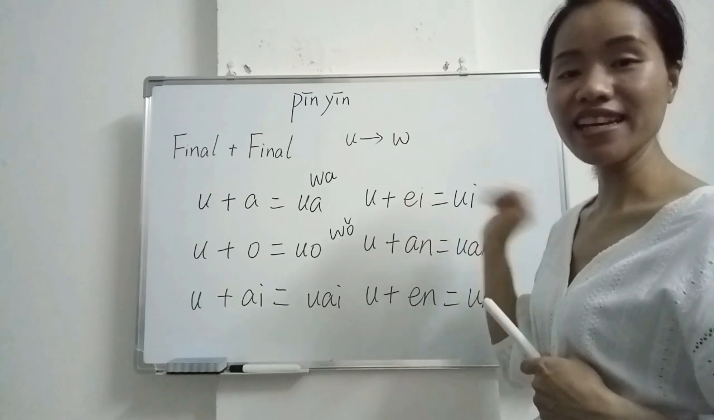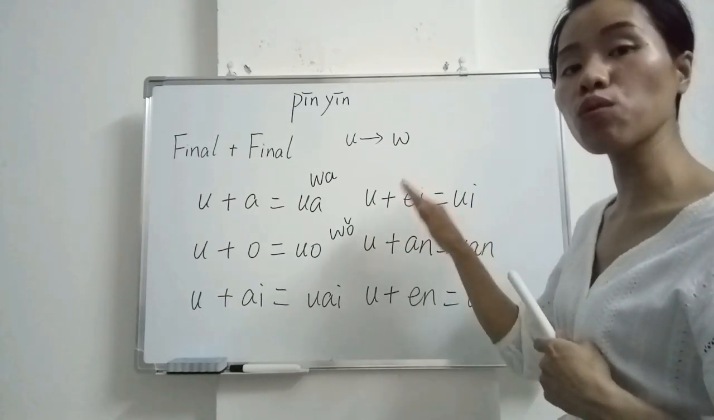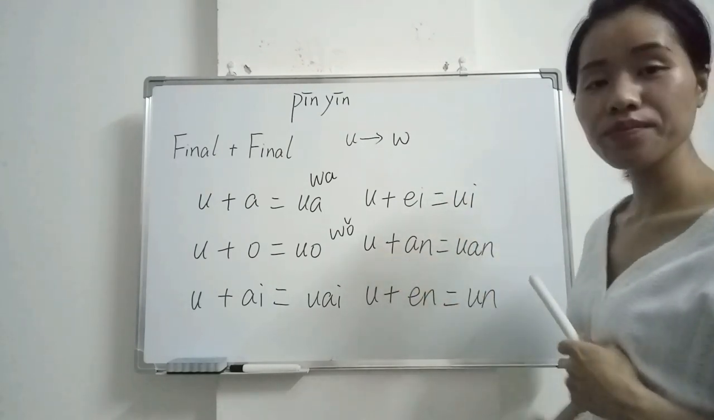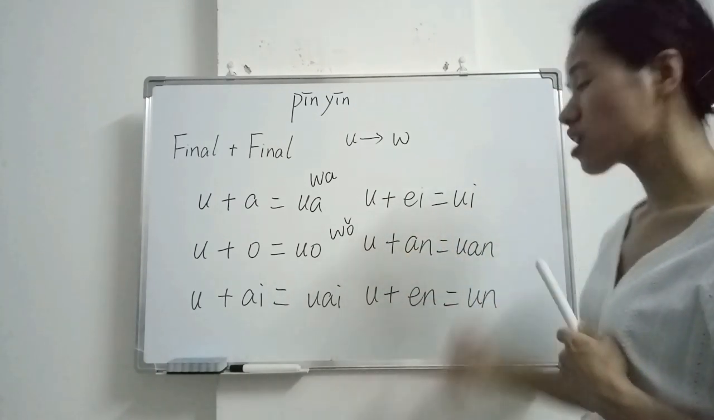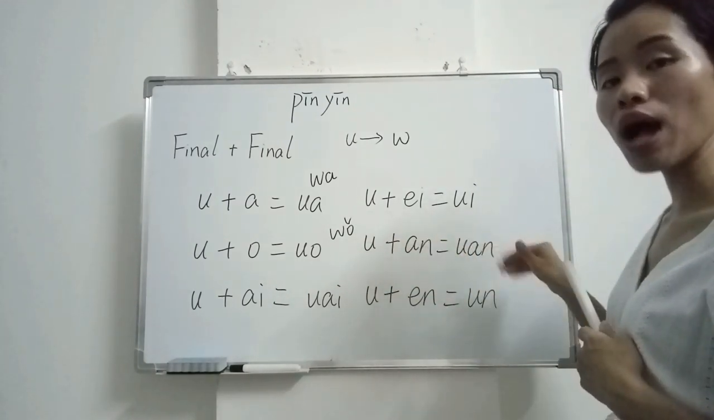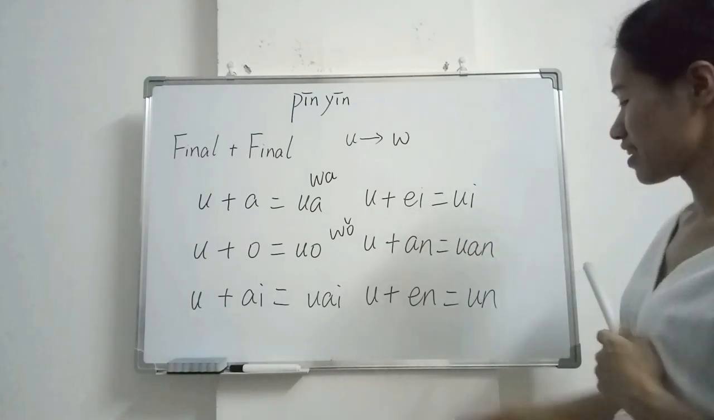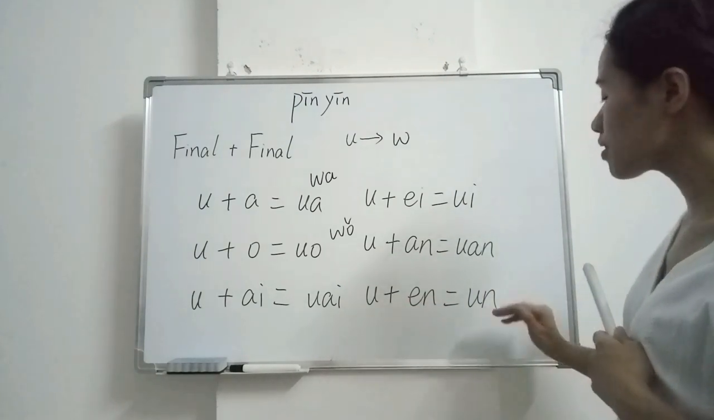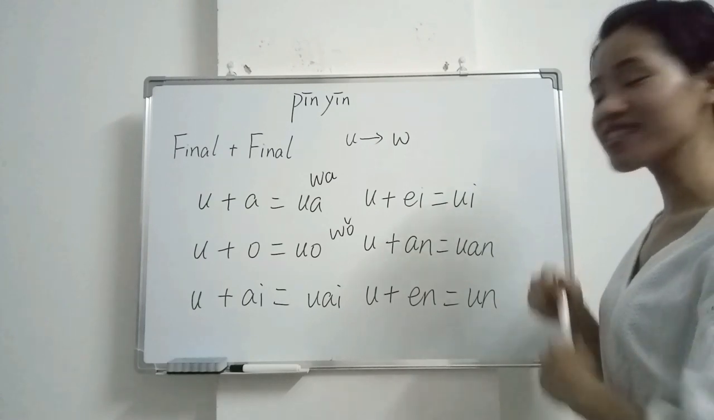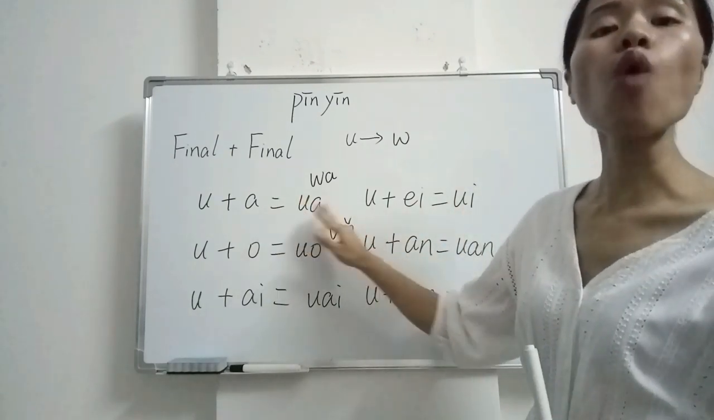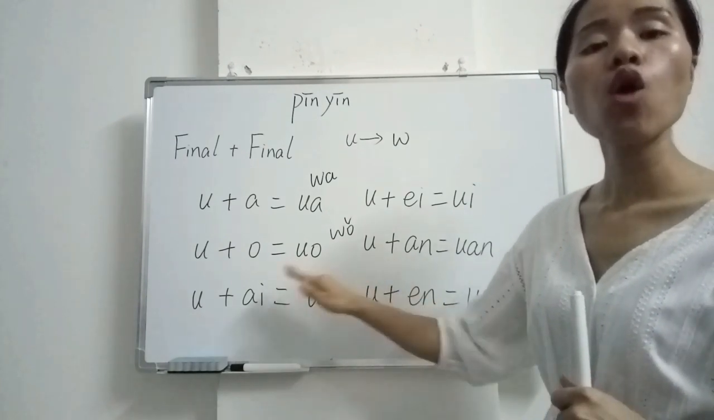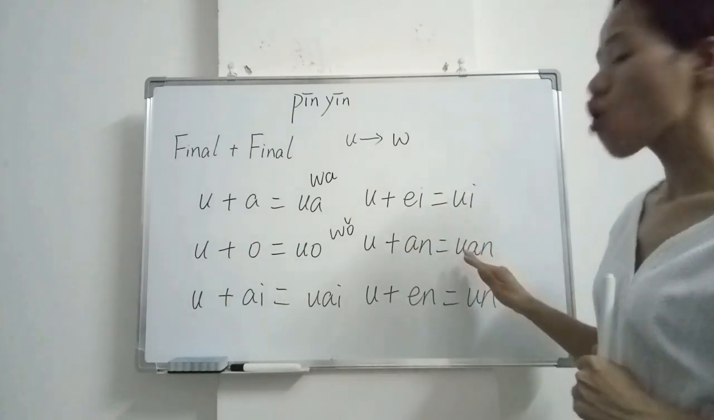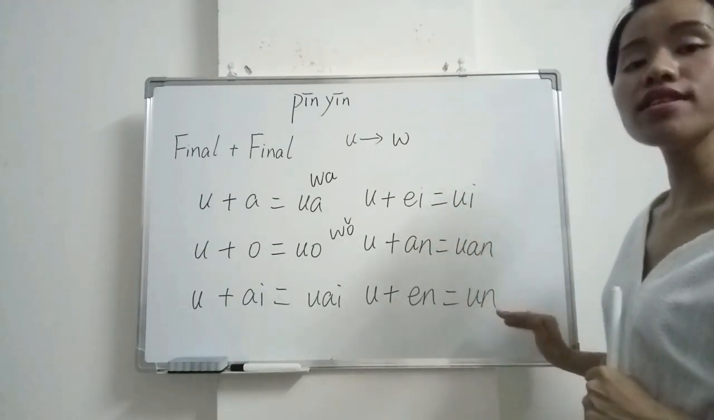And this one. Wu plus ei. Wu, ei, wei. Okay, and this one. Wu plus an. Wu, an, wan. Okay, and this one. Wu en, wu en, wen. Okay, good. And now let's read one more time. Wa, wa, wo, wo, wai, wai, wei, wei, wan, wan, wen, wen.